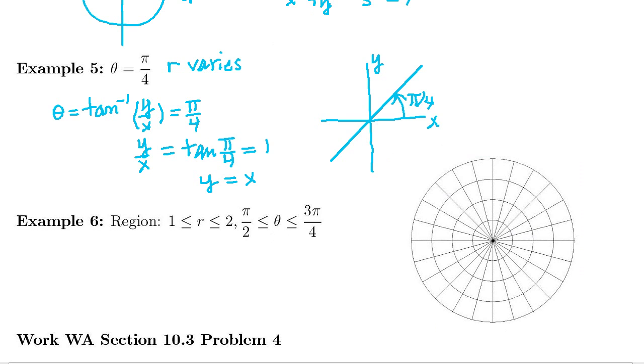Let's go ahead and mark off our axes here. So we've got the x-axis right here. We've got the y-axis here. Let's mark off 1 unit here and 2 units here. So then pi over 2 is going to be up here. And then 3 pi over 4 is right here.